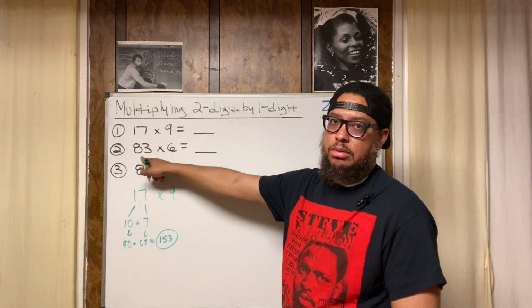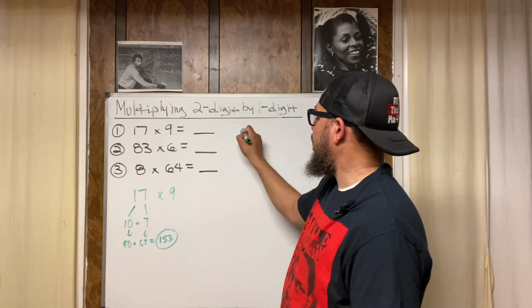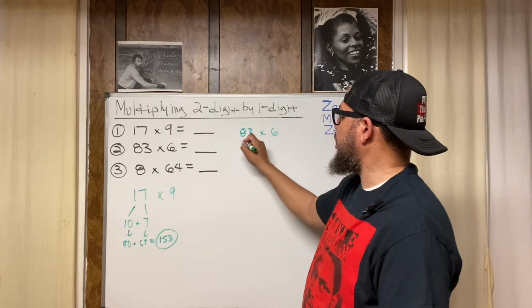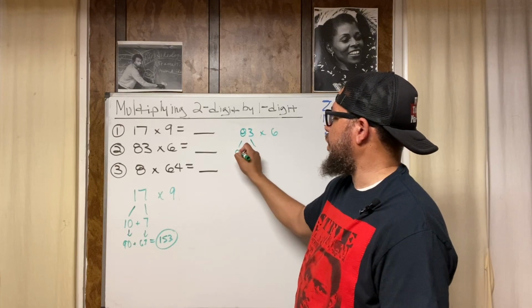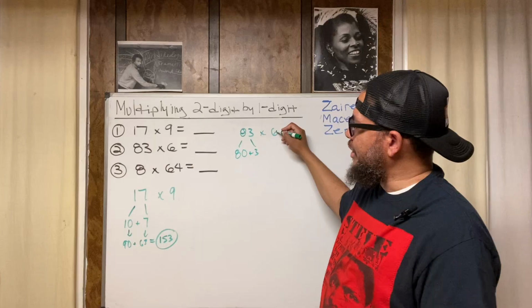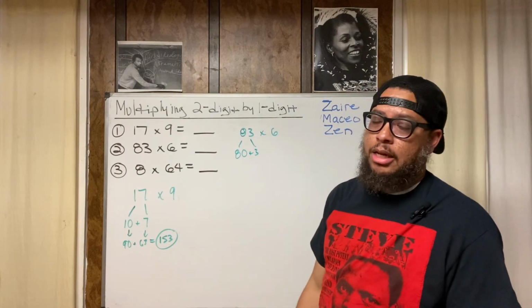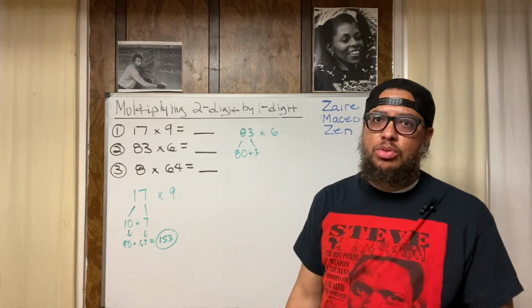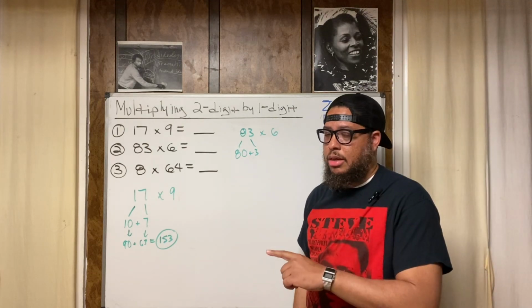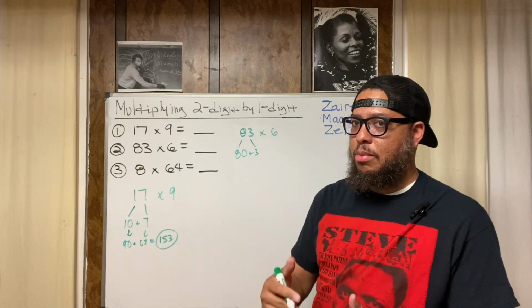83 touchdowns. How many points is that altogether? 83 times 6. I'm going to decompose 83 into 80 plus 3. And then I'm going to distribute the 6 to the 80 and distribute the 6 to the 3. Distribute the 6 to the 80. 6 times 80 is the same thing as doing 6 times 8 times 10. And multiplying by 10 means you just attach the 0 to the previous product.